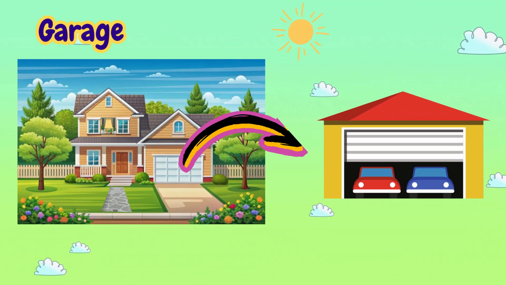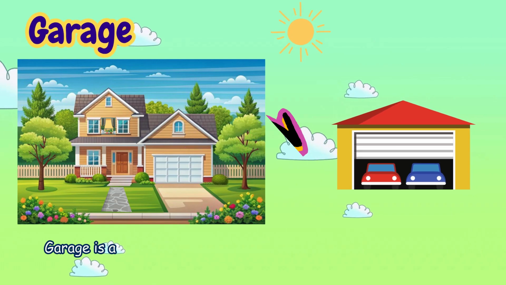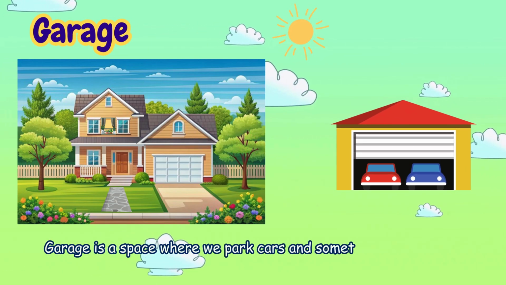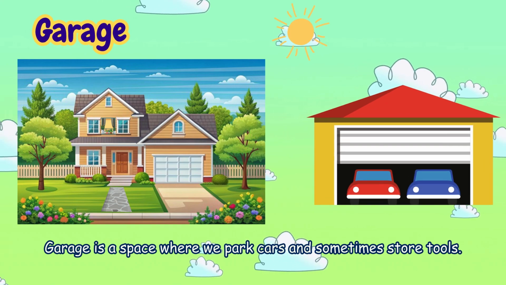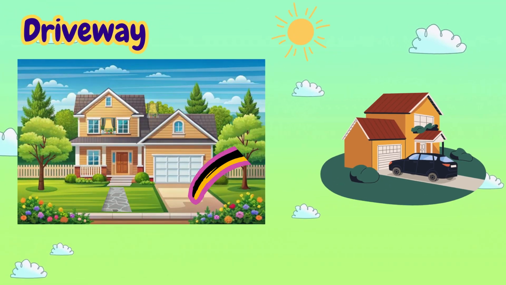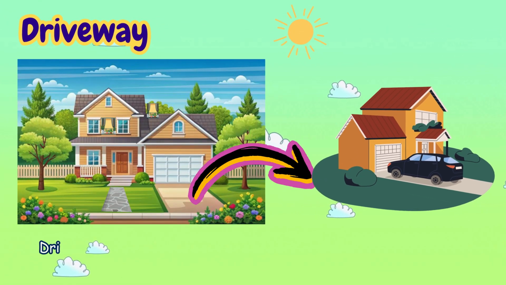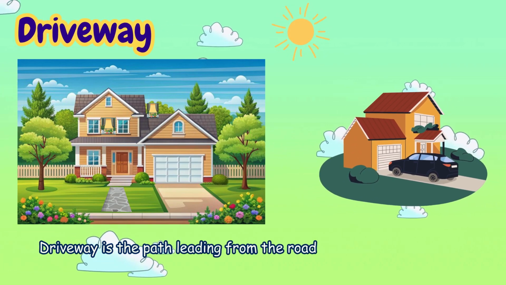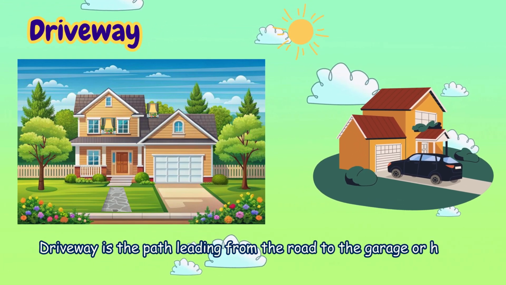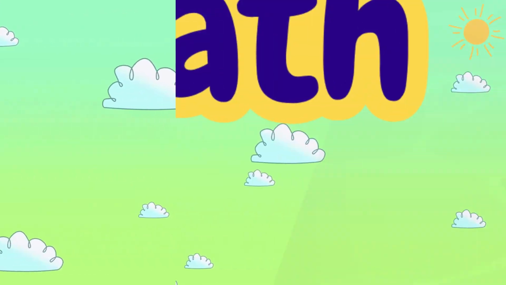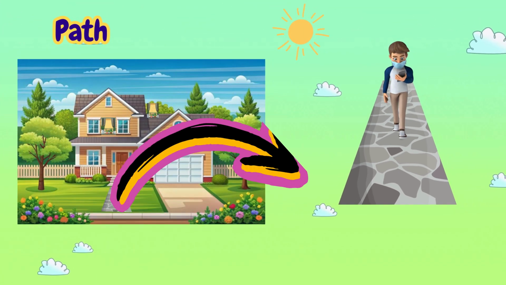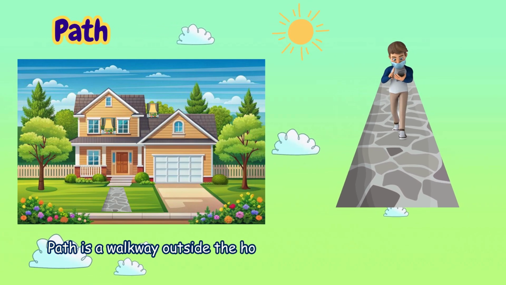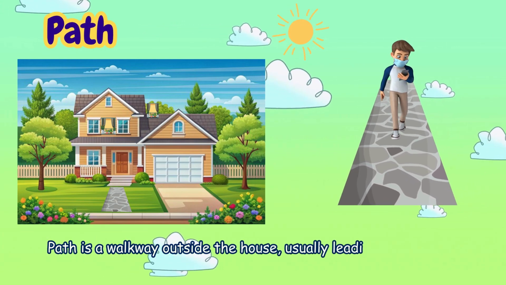Garage. Garage is a space where we park cars and sometimes store tools. Driveway. Driveway is the path leading from the road to the garage or house entrance. Path. Path is a walkway outside the house, usually leading to the door.